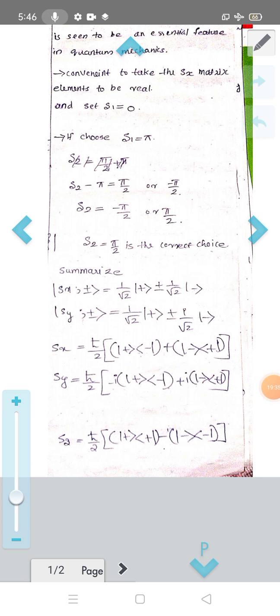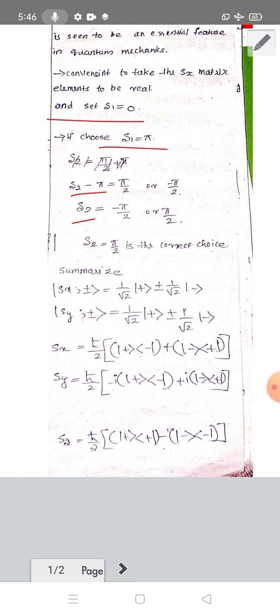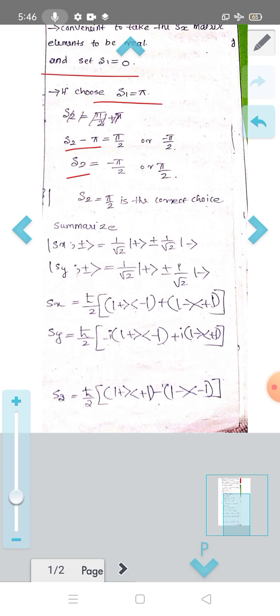So it is convenient to take Sx matrix elements to be real and set delta 1 equal to 0. And if we choose delta 1 equal to pi, then delta 2 minus pi is equal to pi by 2 or minus pi by 2. That is, delta 2 must be minus pi by 2 or pi by 2, but delta 2 equal to pi by 2 is the correct choice, that we will verify in the third module.